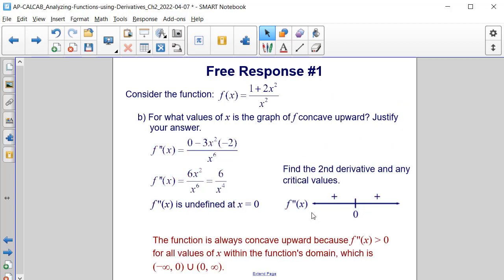So the function is always concave upward because f double prime of x is greater than 0, or produces a positive value, for all x values within the function's domain, which is from negative infinity to 0, because we can't have a value of 0 in the denominator, in union with 0 to infinity.